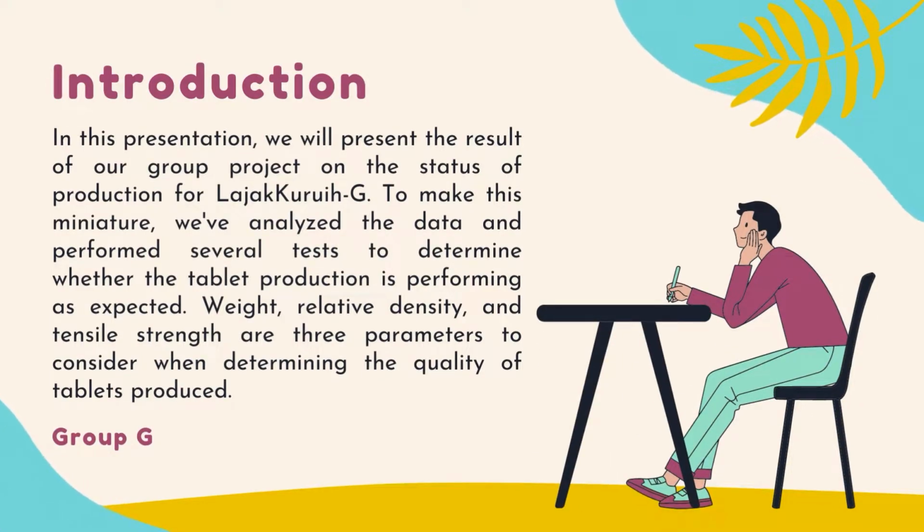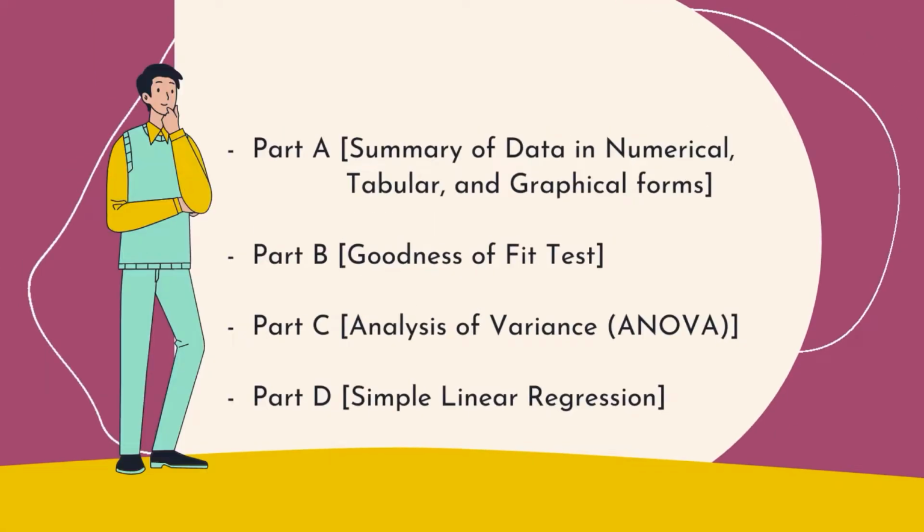For the introduction, in this presentation, we will present the result of our group project on the status of production of Group G. To make this miniature, we analyze the data and perform several tests to determine whether the tablet production is performing as expected. There are three parameters to determine the quality of the tablet produced, which are weight, relative density, and tensile strength.